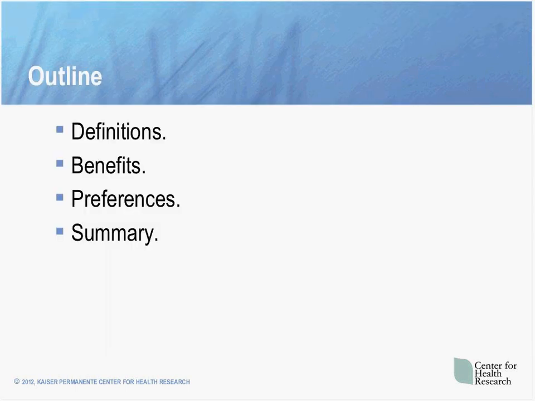So just a brief outline. Again, I think most people are going to be familiar with what a propensity score is. I'll talk about what a disease risk score is, two methods that are similar in spirit. I'll talk about the benefits of both analytic strategies, and then talk about situations where you might consider one versus the other, and then wrap up with a summary.